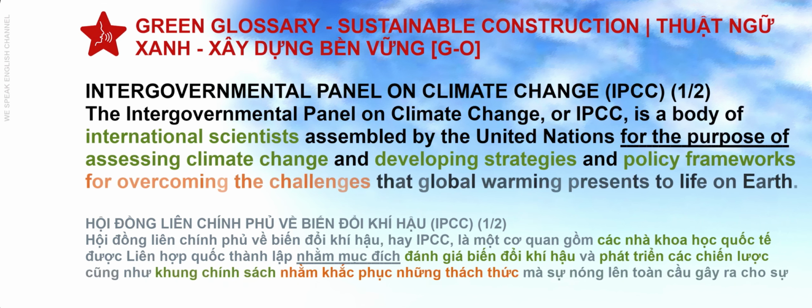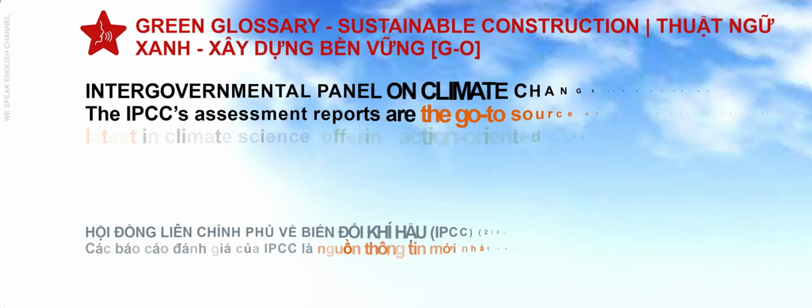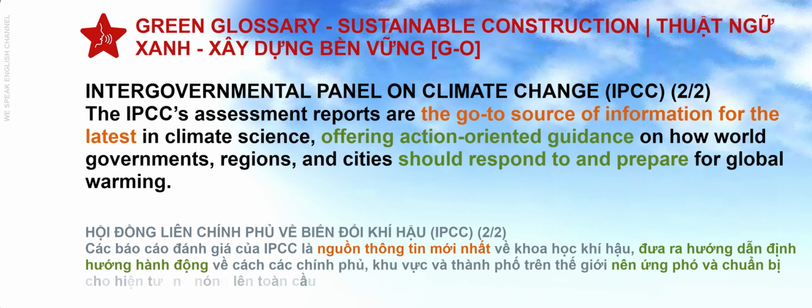Intergovernmental Panel on Climate Change. The Intergovernmental Panel on Climate Change, or IPCC, is a body of international scientists assembled by the United Nations for the purpose of assessing climate change and developing strategies and policy frameworks for overcoming the challenges that global warming presents to life on Earth. The IPCC's assessment reports are the go-to source of information for the latest in climate science, offering action-oriented guidance on how world governments, regions, and cities should respond to and prepare for global warming.